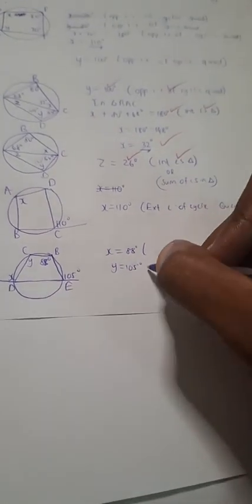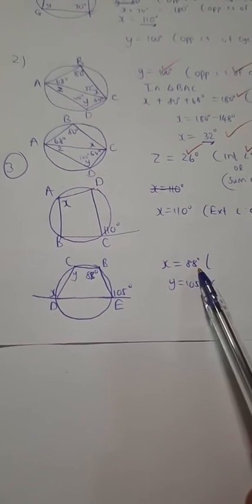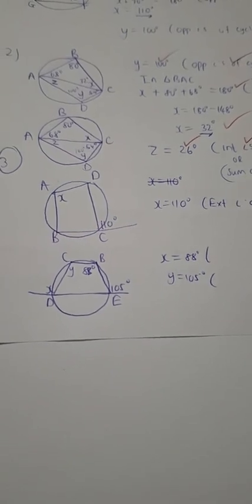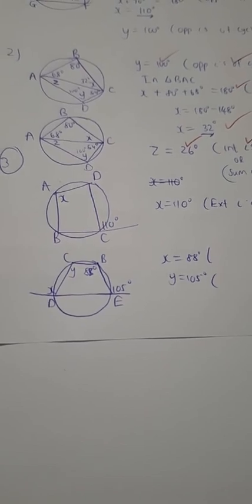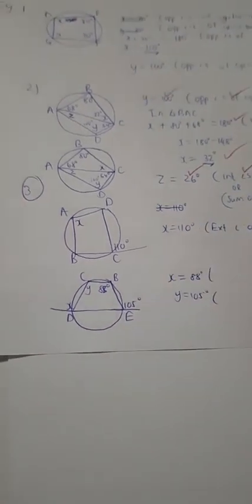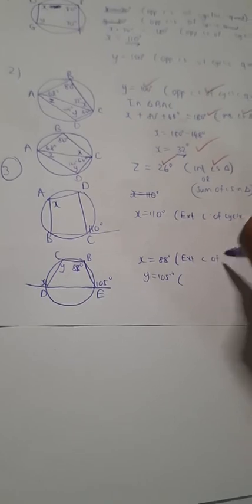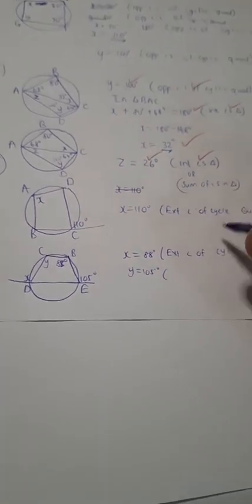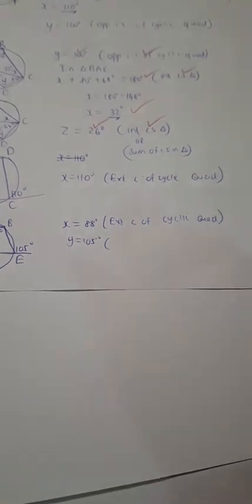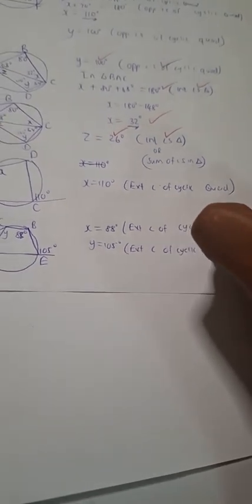Thank you so much. Now I need reasons for the things that you've said. Let's first start there. X is equal to 88 degrees. Why is x equal to 88 degrees? Okay, my people agree. Okay, nice. Exterior angle of cyclic quad.